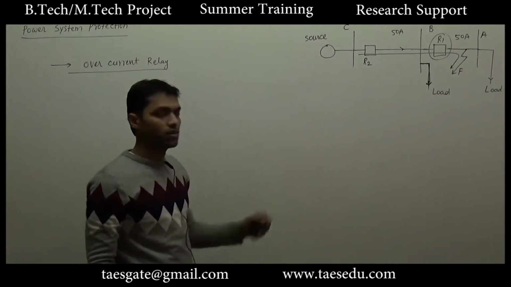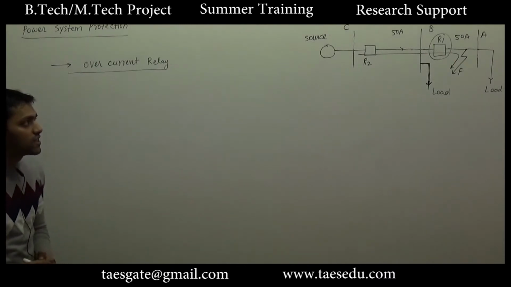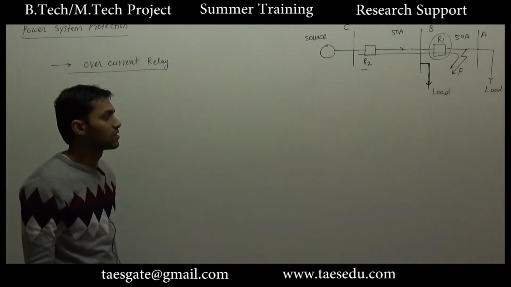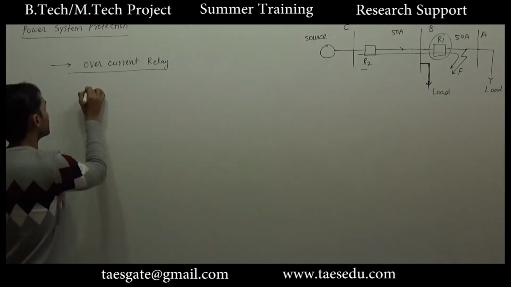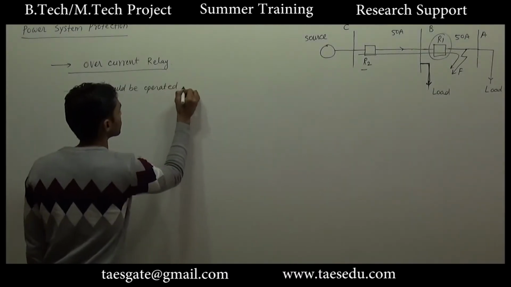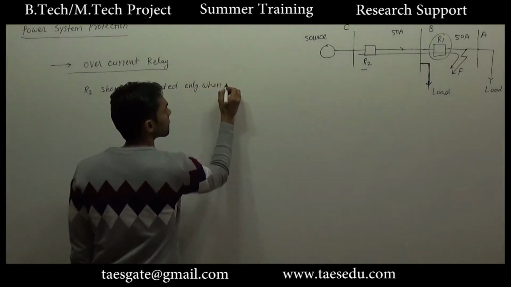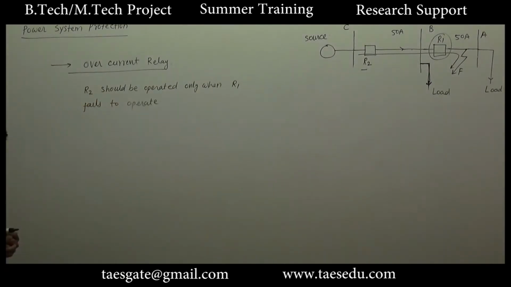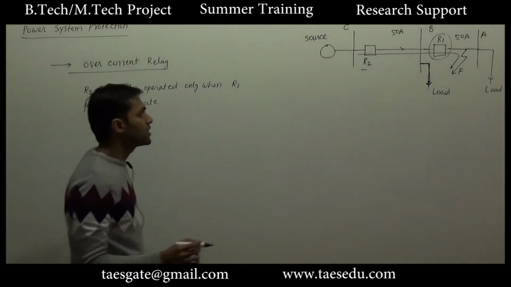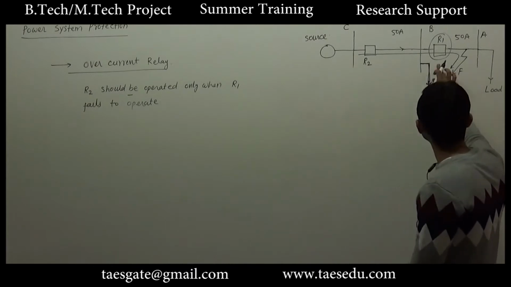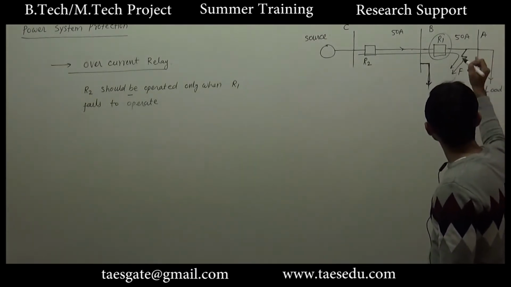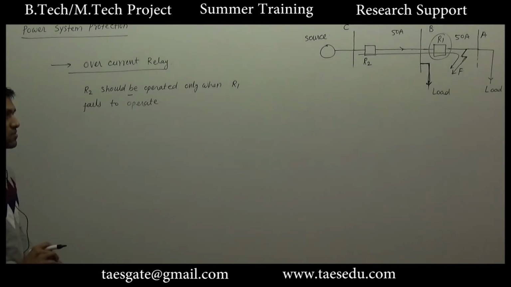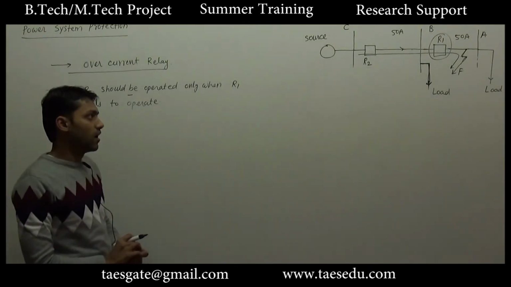We want that for this fault R1 to be operated, and if R1 fails to operate, in that condition only R2 should be operated. Okay, R2 should be operated only when relay R1 fails to operate. So to achieve this condition, the operating time of R2 must be greater than the operating time of R1, at least for this fault. We will say that for a fault between B and A, the operating time of relay R2 must be greater than the operating time of relay R1.